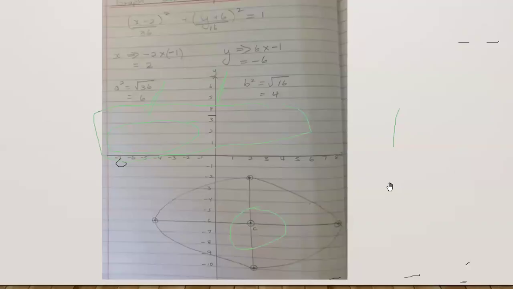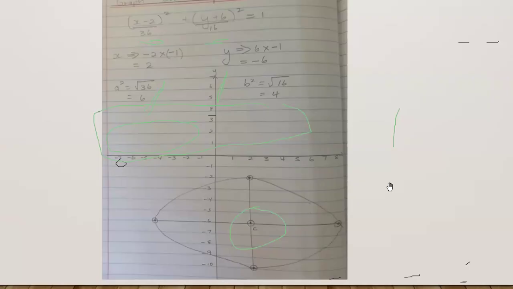Now to find the other 4 points on the graph, we know that the denominator 36 will be a squared, and 16 will be b squared. So to find a, we square root the 36, so a is equal to 6. And when we do it for b, we square root 16, which is equal to 4.